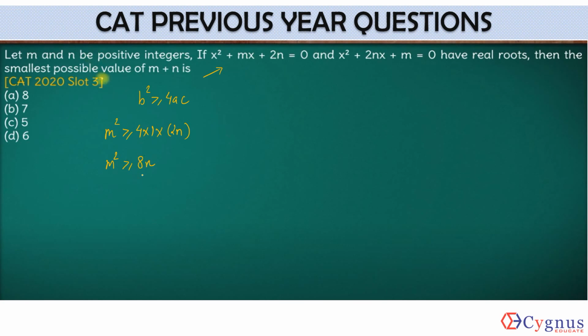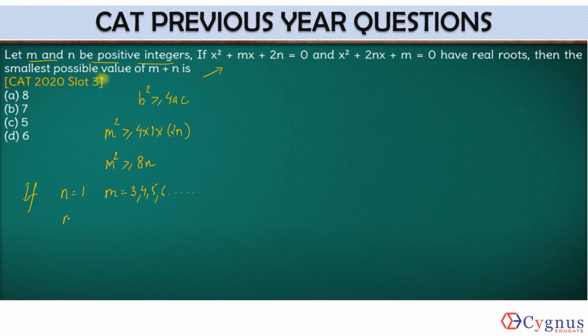How many values are going to satisfy? And look at this, m and n are positive integers. What if I put n equal to 1? If n equal to 1, m will be equal to either 3 or 4 or 5 or 6 and so on. These are the possible values.